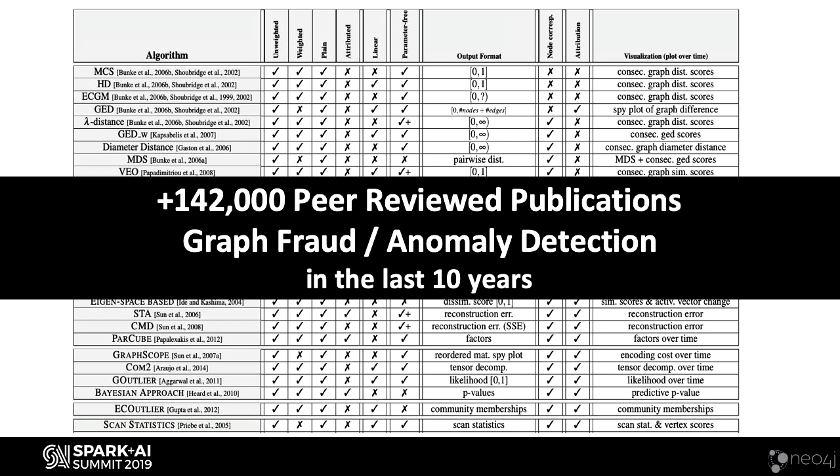And this is not just Neo4j making stuff up. If you search just graph fraud or anomaly detection, there are over 140,000 peer-reviewed publications, almost 50,000 patents in the last 10 years. There is a growing consensus that graphs are really informative.